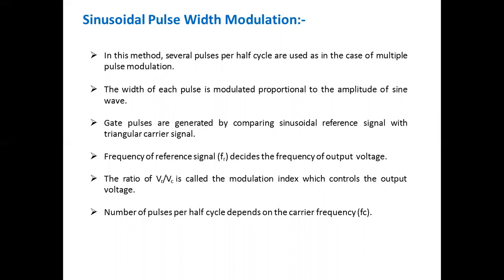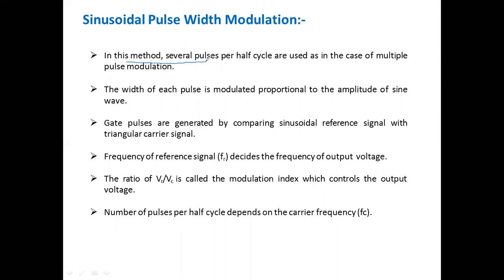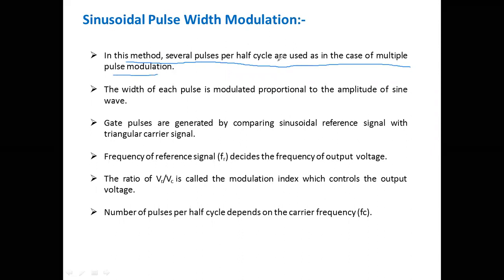So the basics of pulse width modulation is that, in this method, several pulses per half cycle are used, as in the case of multiple pulse modulation. That means there are several pulses per half cycle. Second, the width of each pulse is modulated, that is, the pulse width is modulated proportional to the amplitude of the sine wave. Third point, the gate pulses are generated.